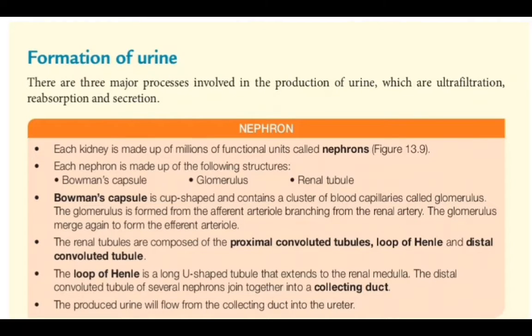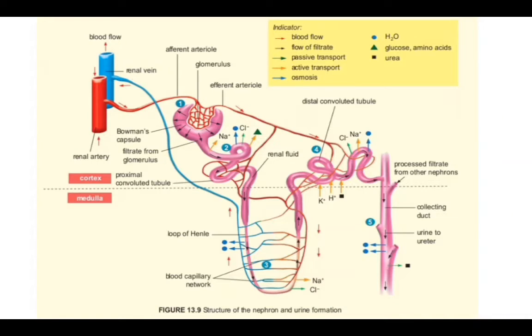Formation of urine. There are three major processes involved in the production of urine. The first one, ultrafiltration. Second one, reabsorption. And third one, secretion. Okay, nephron. What is a nephron? Each kidney is made up of millions of functional units called nephrons. So this is the structure of a nephron.